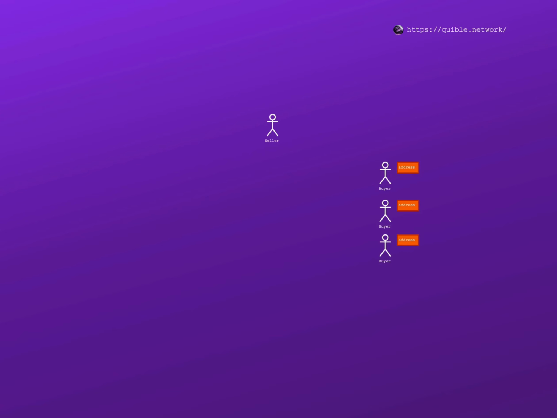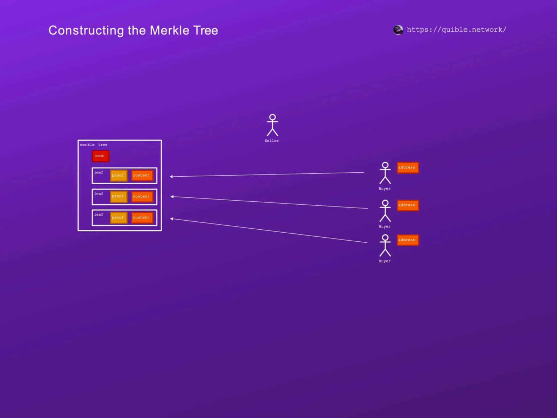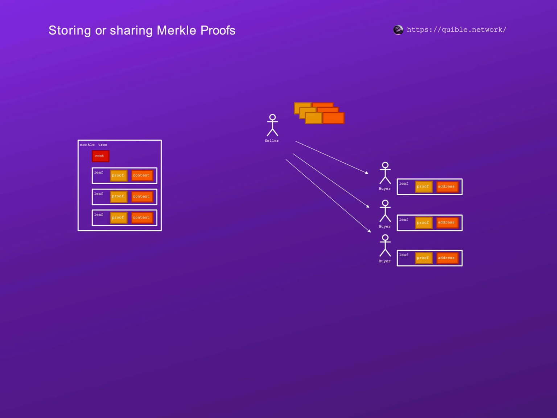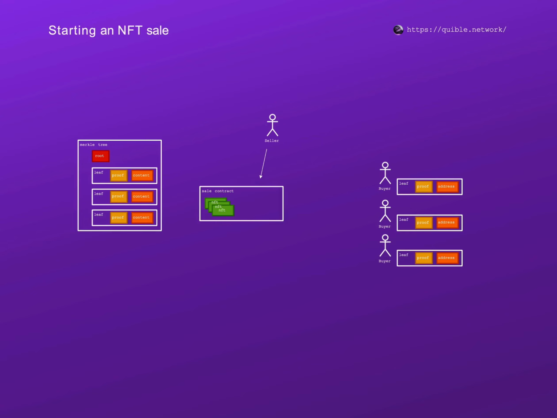The first step here is for the seller to obtain the wallet addresses of each buyer and construct a Merkle tree. Next, the seller needs to publicize the leaves from the tree and find some way to share them with the buyers. This is usually done by storing them in a database, making them available for retrieval later. Now the seller is launching their sale and needs to configure an access list. This is accomplished by obtaining the root from their tree and storing it in the sale contract.